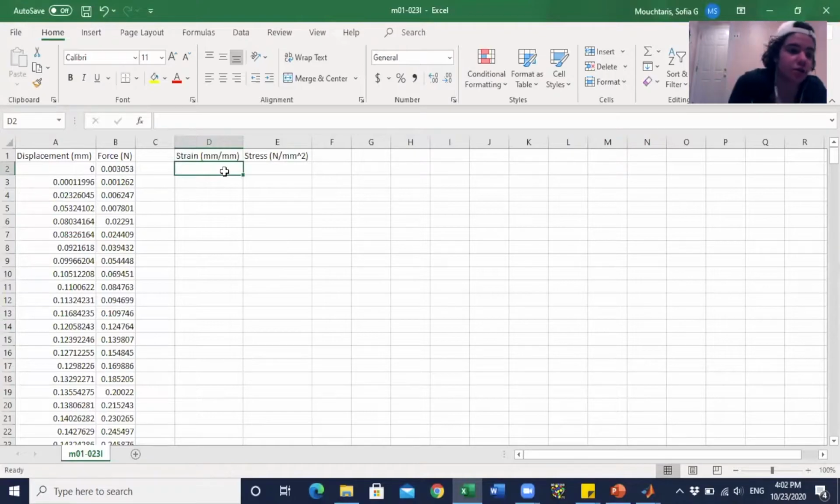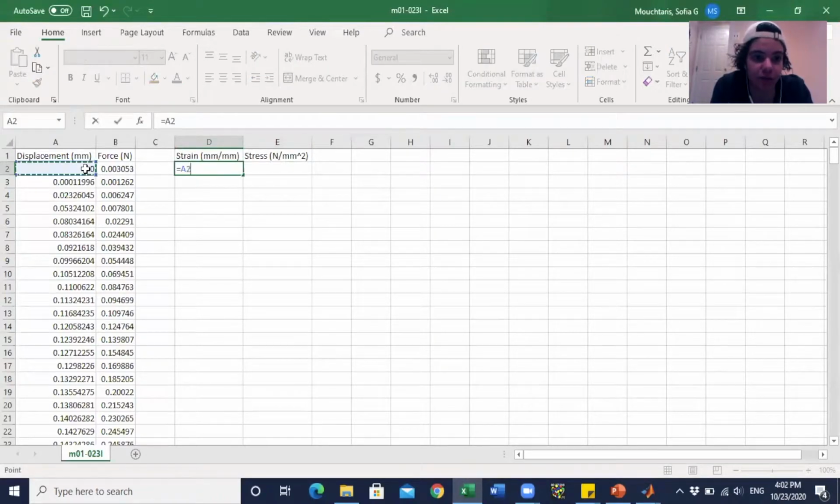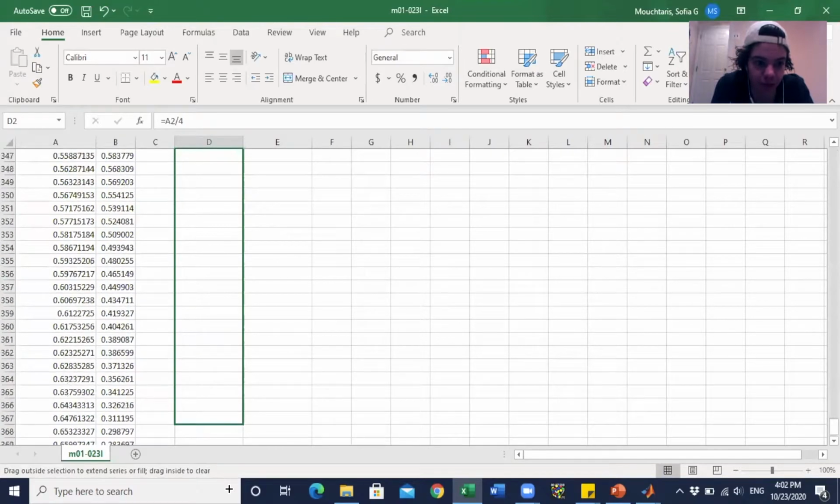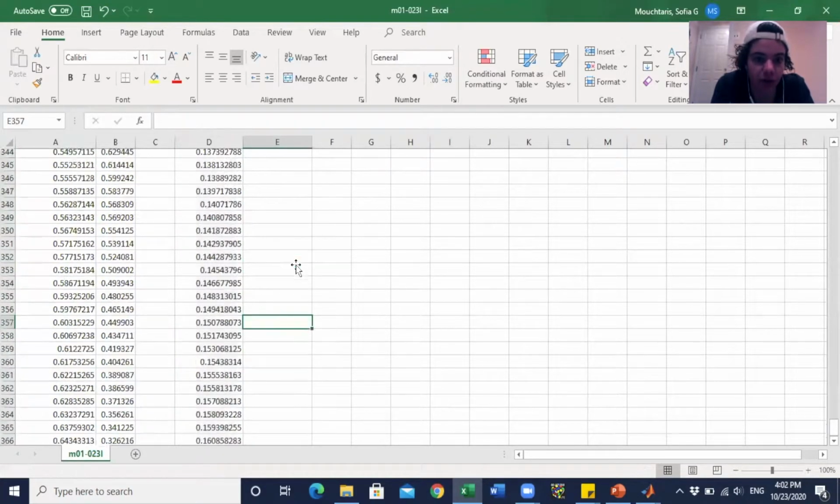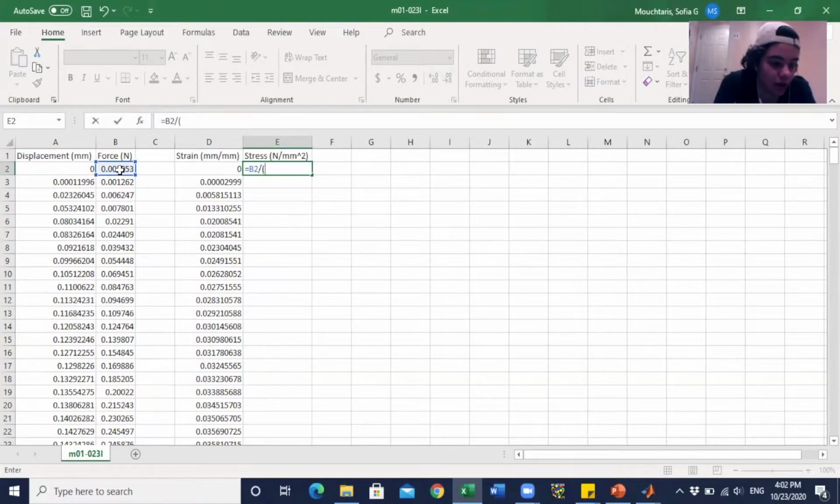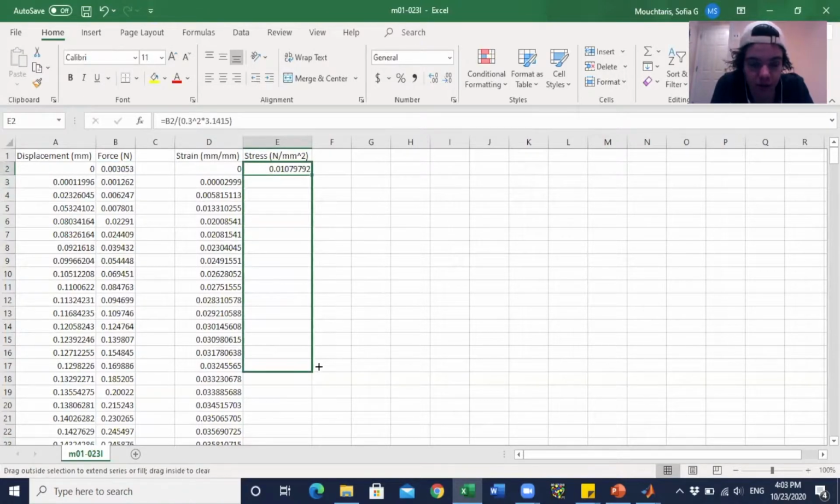As we said before, strain is equal to displacement over the length. We know the length of this material was originally 4 millimeters. So we're going to take each data point and divide it by 4 to get the strain. We're just going to drag that down to apply it to all of the data points. And we're going to do a similar thing to get the stress. We know that stress is equal to force over cross-sectional area, and we know that the tendon was 0.6 millimeters in diameter. So that's 0.3 in the radius, so it's going to be 0.3 squared times pi. Just give a couple of sig figs. So that is going to calculate our stress. We can drag that down as well.